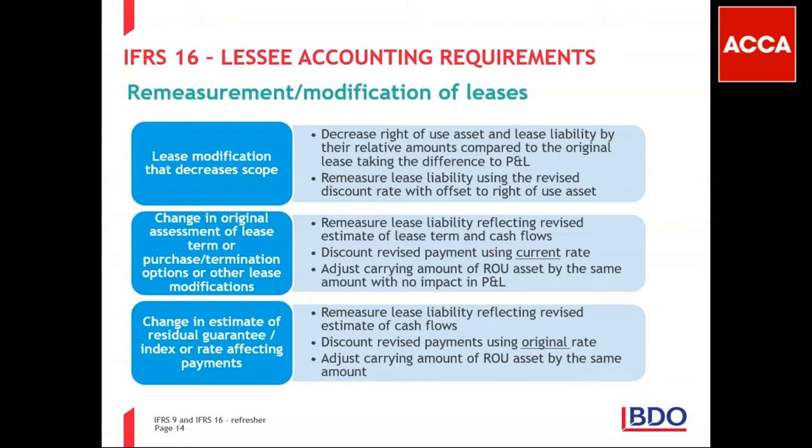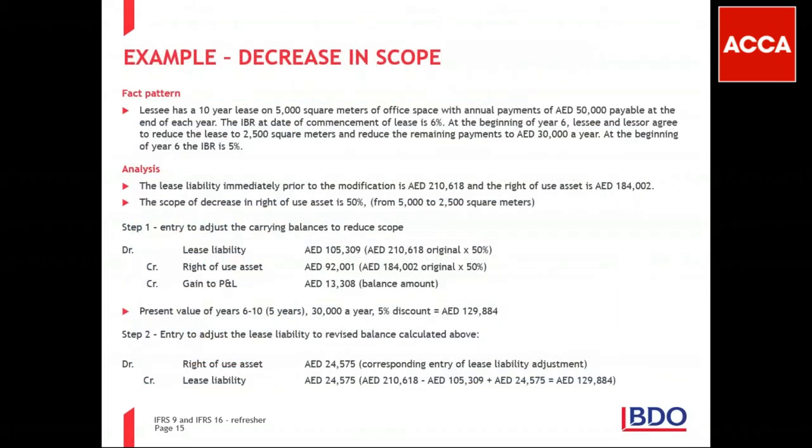The second step is to remeasure the lease liability using the revised incremental borrowing rate at the date of modification, and the offset of the reduction in lease liability will go to the right of use asset. This modification and its accounting is further explained by this example, where the lessee has a 10-year lease for 5,000 square meters of office space, and the annual payments are 50,000 per year.